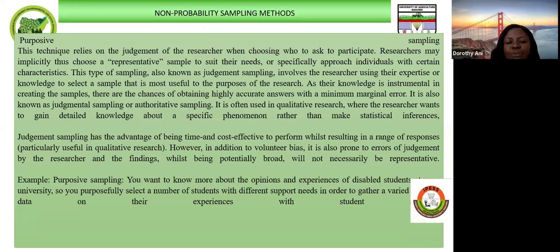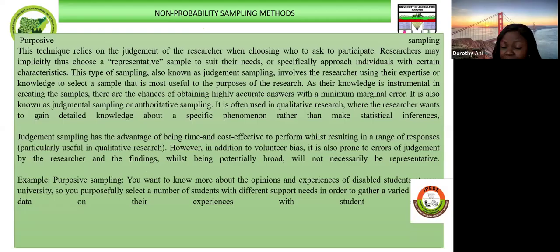However, in addition to volunteer bias, it is also prone to errors of judgment by the researcher, and the findings, while being potentially broad, will not necessarily be representative. Example, purposive sampling: you may want to know more about the opinions and experiences of disabled students in the university, so you purposely select a number of students with different support needs in order to gather data on their experiences.